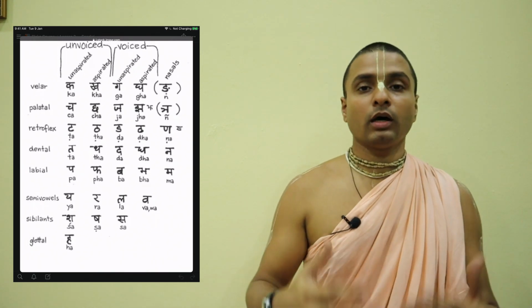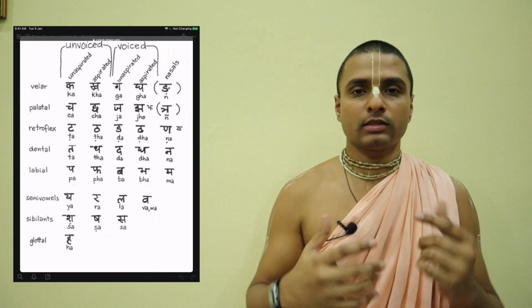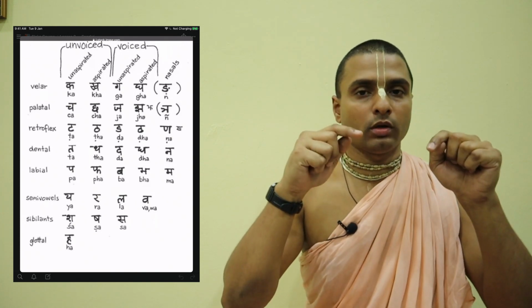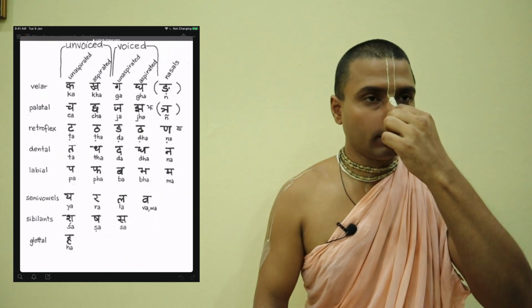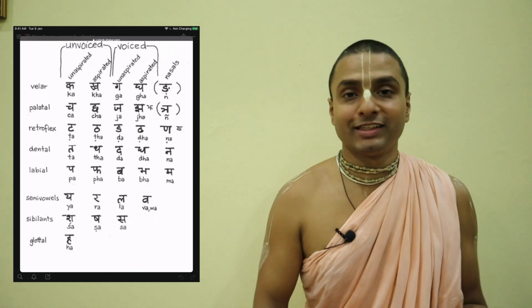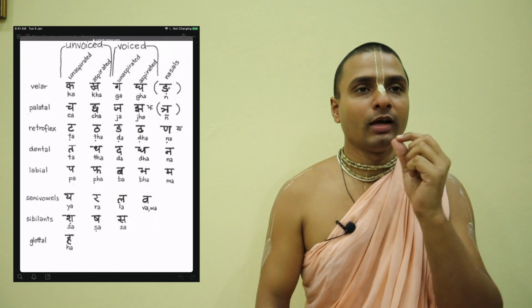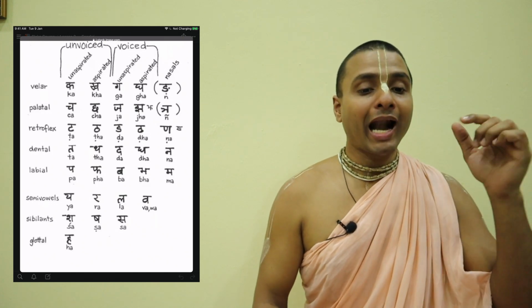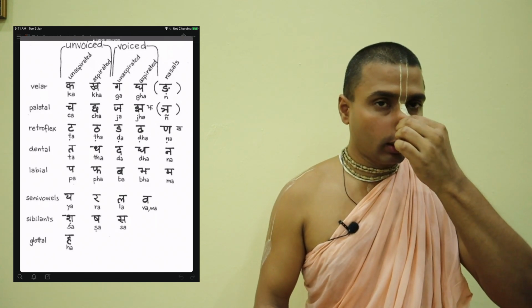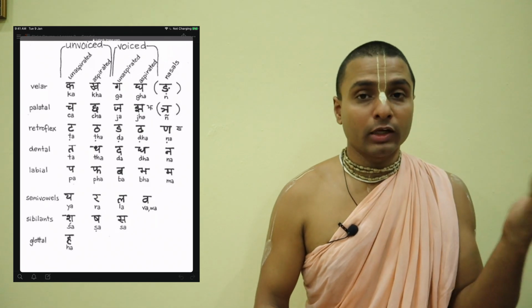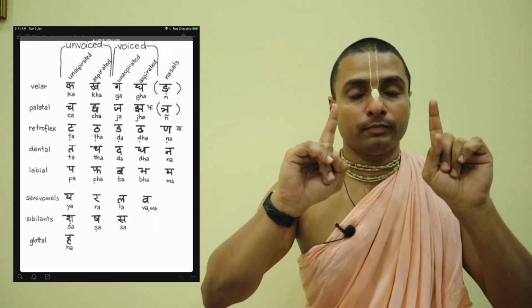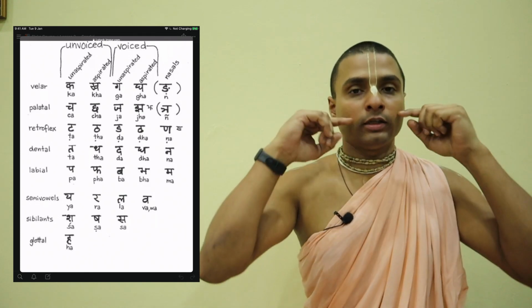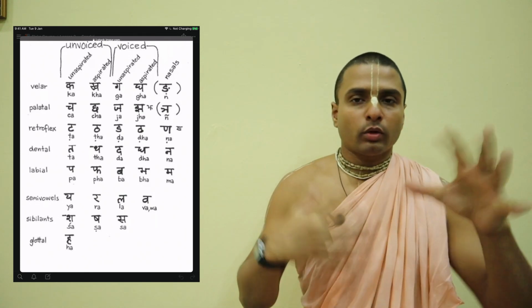Ta, tha, da, dha, na. Na is a nasal sound. The sound is entirely coming from the nose. Try saying na with your nose closed. You can't say it. No sound will come. Although your mouth is open, you can't, because in the mouth the air is completely stopped. Na. And it is coming from the nose.